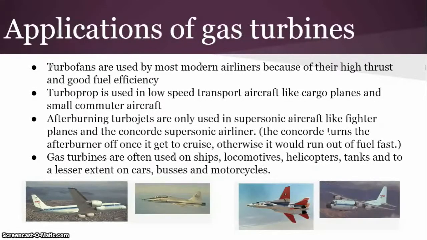In this section, we're going to talk about different applications of gas turbines. Turbofans are used by most modern airliners because of their high thrust and good fuel efficiency, whereas turboprop is used in low-speed transport aircraft like cargo planes and small commuter aircraft. Afterburning turbojets are only used in supersonic aircraft like fighter planes. The next section will be covered by Hansi.